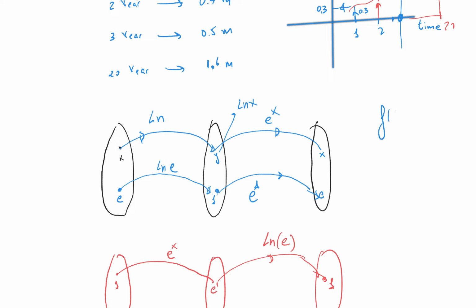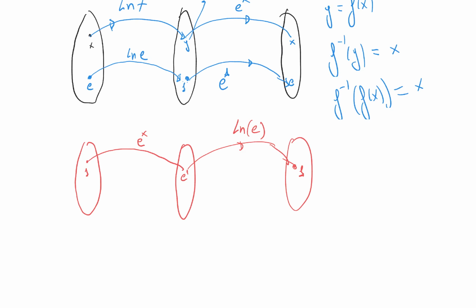If f of x is a function, you will find the y. Now, if g is the inverse function, or f minus 1 is the inverse function, f minus 1 of y will be the x, or f minus 1 of f of x will be the x. This is what we are doing. In this way, the logarithm of x and e to the x are inverse functions.